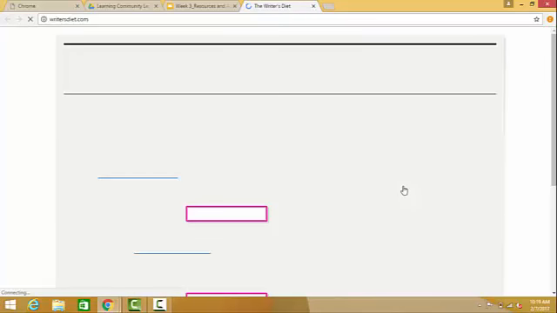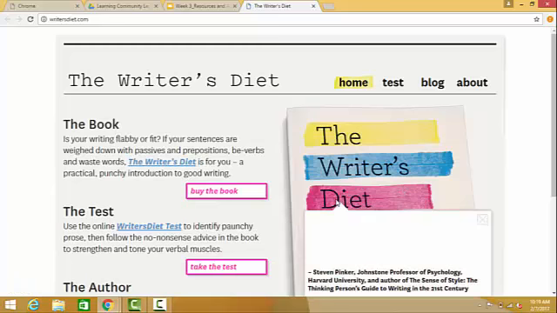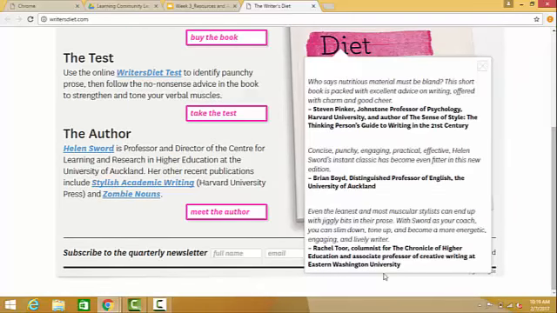The next one is Writer's Diet. And Writer's Diet does a couple of things, but the main thing is that it gives you ideas. It also is a blog, and it's also a lot of different resources to help you with your academic writing.